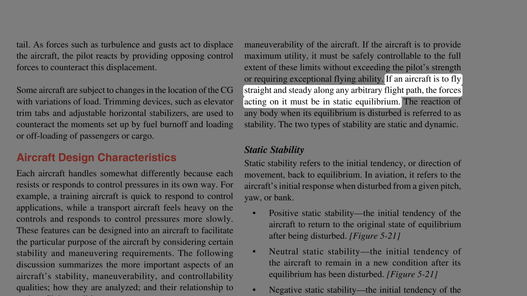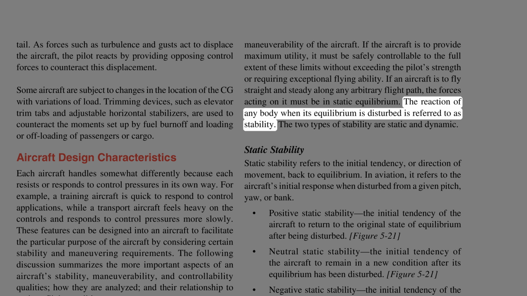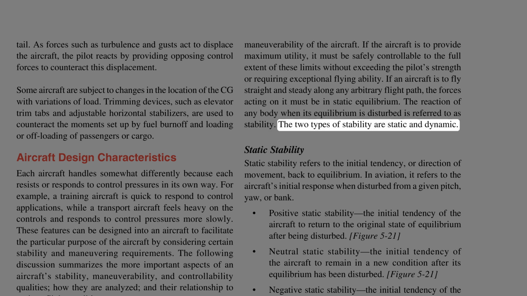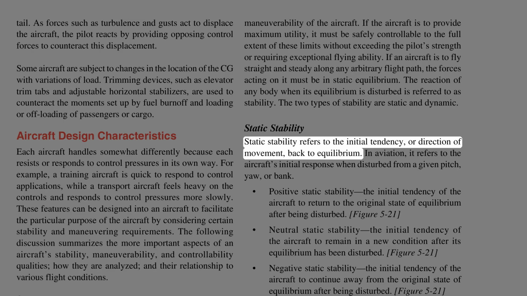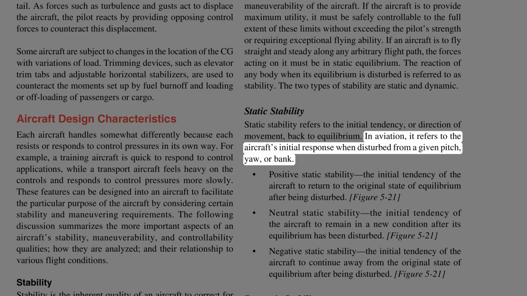If an aircraft is to fly straight and steady along any arbitrary flight path, the forces acting on it must be in static equilibrium. The reaction of any body when its equilibrium is disturbed is referred to as stability. The two types of stability are static and dynamic. Static stability. Static stability refers to the initial tendency, or direction of movement, back to equilibrium. In aviation, it refers to the aircraft's initial response when disturbed from a given pitch, yaw, or bank.